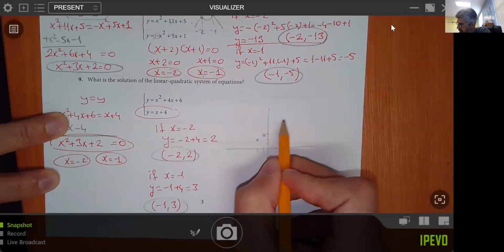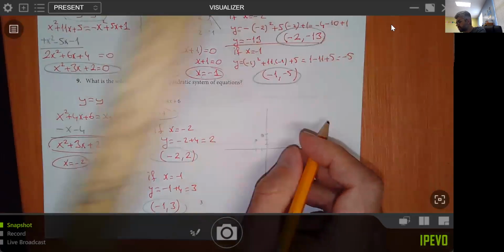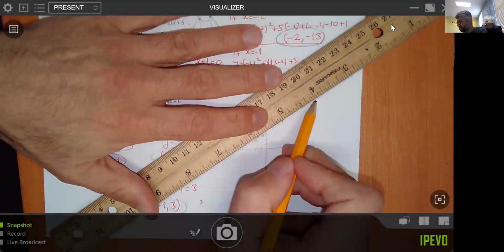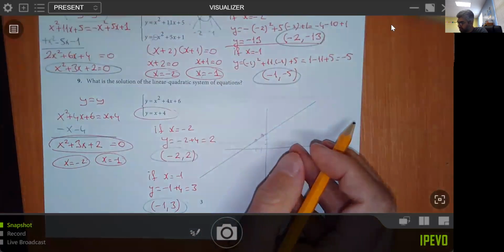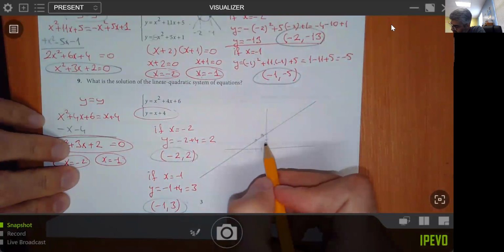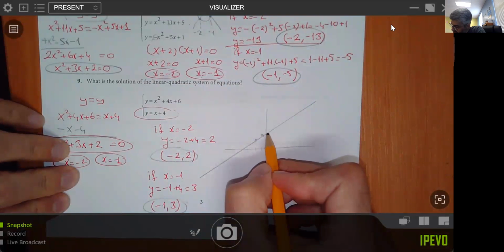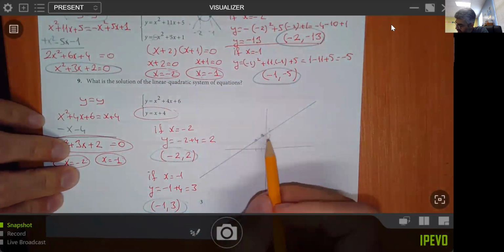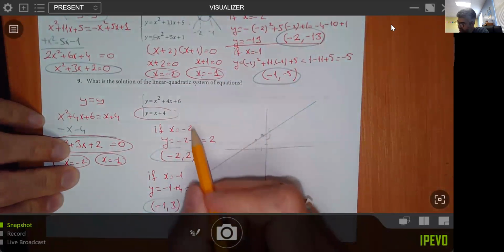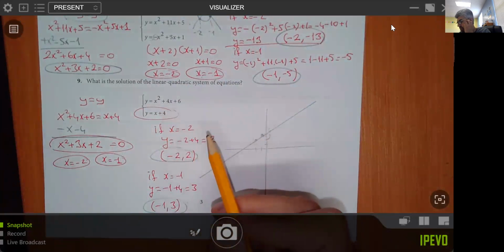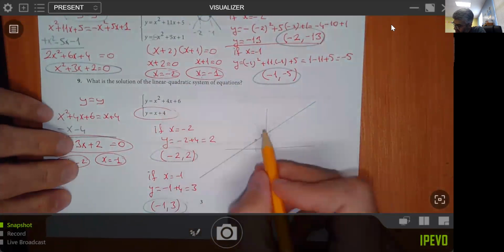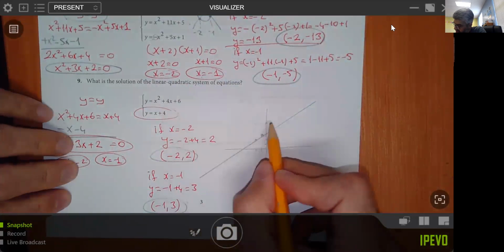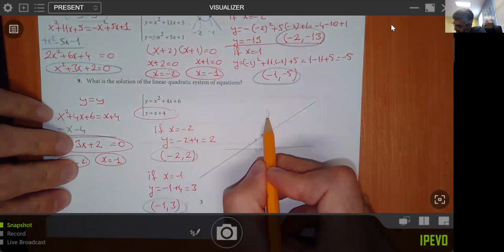So we have a line. These guys, we have a line. This is x plus 4. Actually, it should be 4, but here 3. Okay. And we have a parabola, x squared plus 4x plus 6.